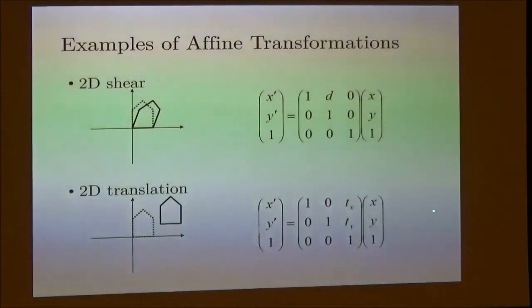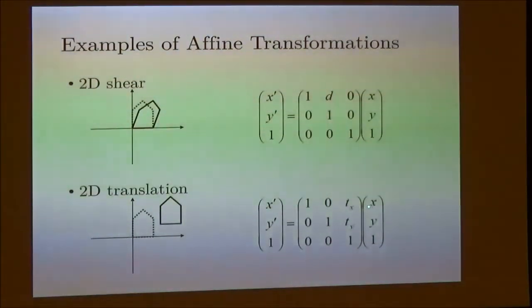We can do translation. So for translation, we would make our upper 2 by 2 matrix an identity matrix, and these are the translation terms, tx and ty. And you can see that x prime now would be equal to 1 times x plus 0 times y plus tx.